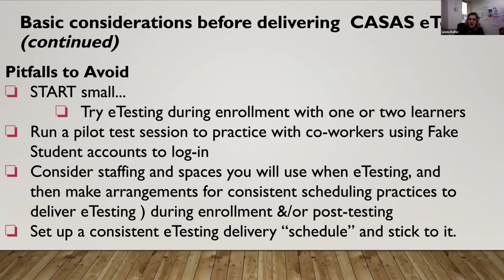Just start small. Try it with one or two learners. Run a pilot session with fake students and just consider staffing and spaces that you're going to use when you're delivering the e-testing, and then make arrangements for some consistent scheduling practices to deliver it. So just set up a process and then tweak it and stick to it and adjust accordingly, after a month or two months. If it's working, great. If it's not, think about where things are catching and what you need to improve on.